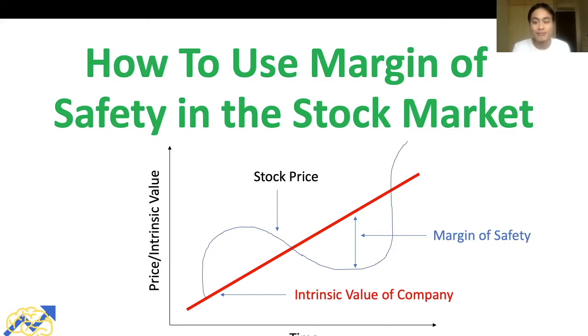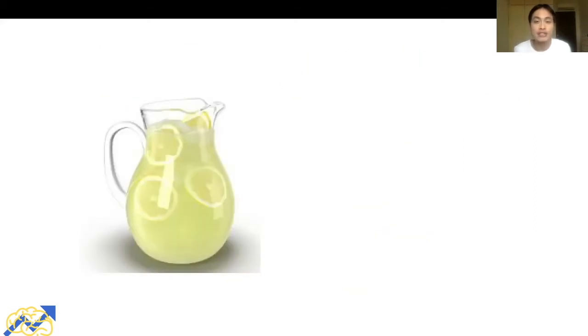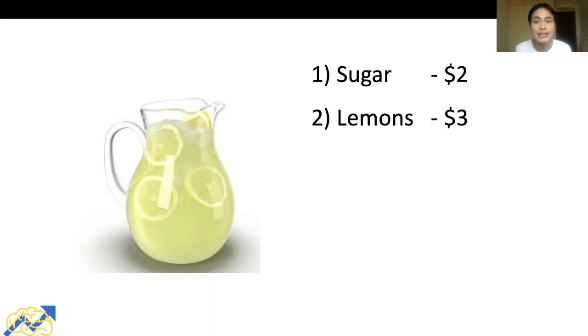Alright, so let's begin. Before we dive deep into the margin of safety when investing in the stock market, let me give you an example to better explain what the margin of safety is. Let's use this lemonade as an example. To make a lemonade, we need a couple of things. The first thing that we'll need is sugar. Let's say the sugar costs $2. We'll need lemons, and the lemons will cost $3. And we'll need water, so water is free.